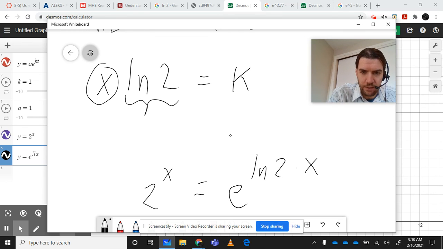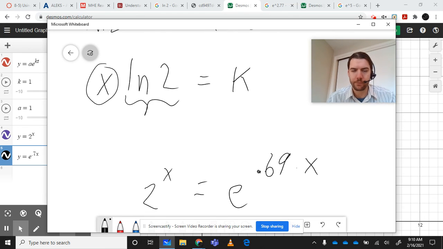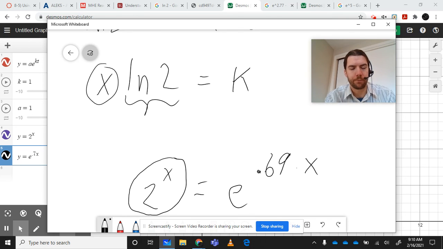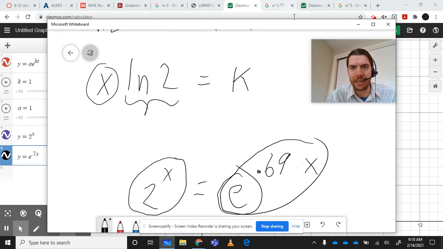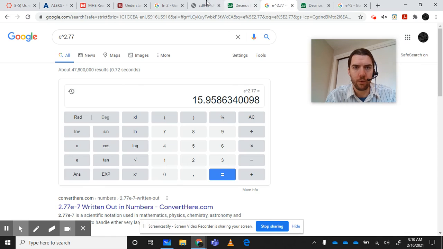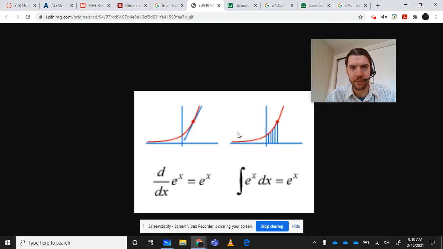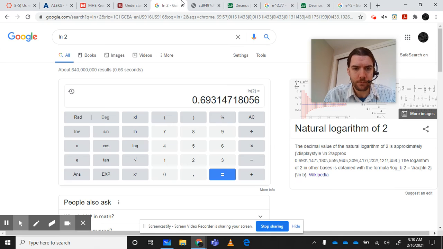Ln of 2, if you take that to a calculator, you'll find that that is that 0.69 number. Okay, so effectively, just by using a few simple log steps, we're able to take any kind of exponential expression that we are given and turn it into an equivalent expression with a base that allows us to use some very useful properties down the road. Okay, so that is the direction of what we're doing and why we are doing it.